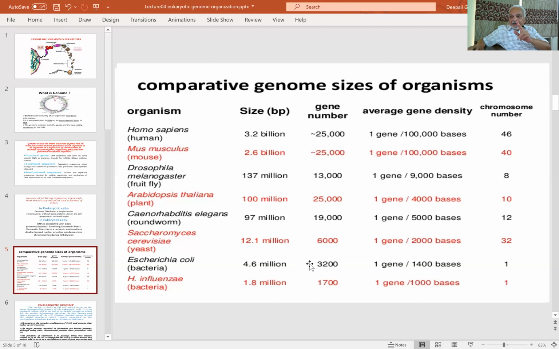Now look at the number of genes in these organisms. Today, because the genomes have been sequenced and annotated, we know how many genes are present. Bacteria like Haemophilus influenzae have 1700 genes, to 25,000 genes in humans. That is the range. Interestingly, mouse and humans both have 25,000 genes, but again the complexities are not matching. With the same number of functional genes, there should not be this much difference. A mouse looks like a mouse and a human looks like a human.